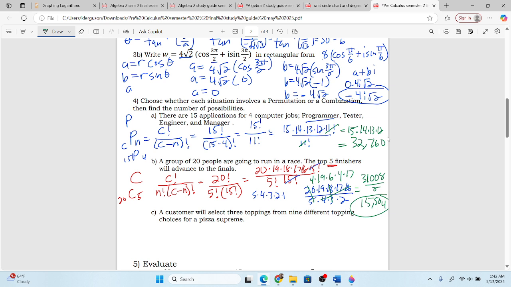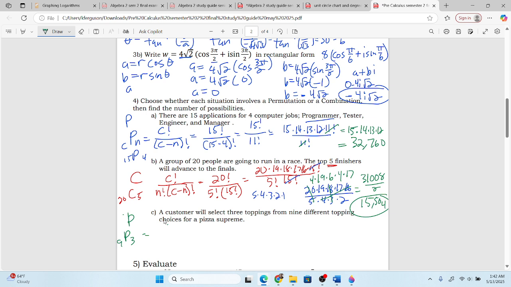So, is that a permutation or a combination? Well, we got specific toppings. If I pick pepperoni, I'm not picking pepperoni again. And the order matters, because if I pick pepperoni first, then I'm not picking pepperoni again. If I pick sausage first, I'm not picking sausage again. So that's going to be a permutation. And so that's a permutation 9, 3.